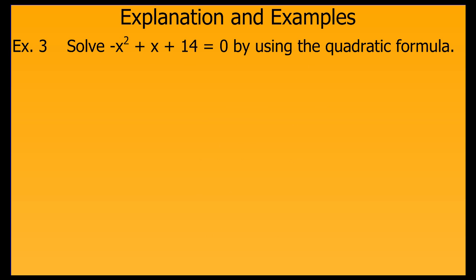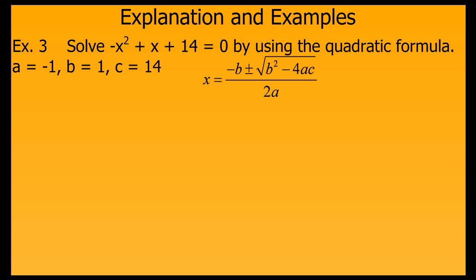Here's one more example. Negative x squared plus x plus 14 equals 0. So here's our a, b, and c. Notice that a is negative 1 and b is 1. Even though we usually don't write those coefficients in front of the variables, there's still a 1 there.